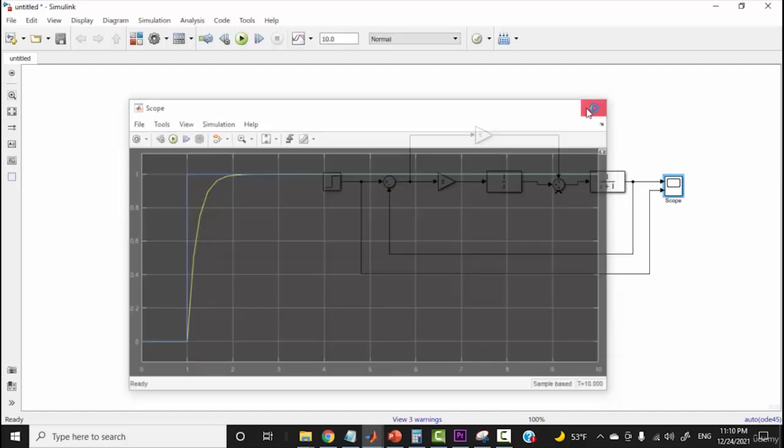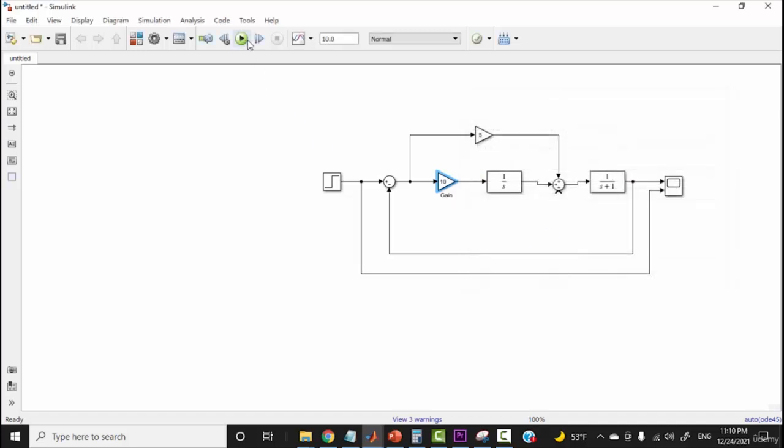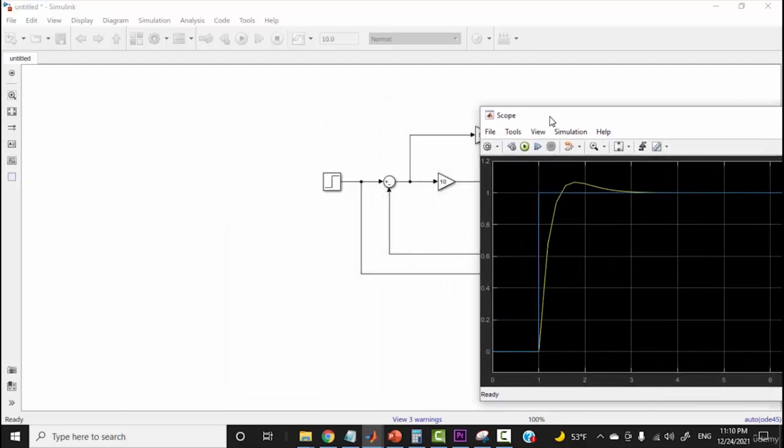Okay, so now let's increase this value, for example, to 10. Click OK, run the system, simulate. Yeah, there is a small overshoot here. So we have to be careful. We need to choose the proper value that minimizes as much as possible the overshoot and increases as much as possible the speed of the system. And this topic is called tuning.